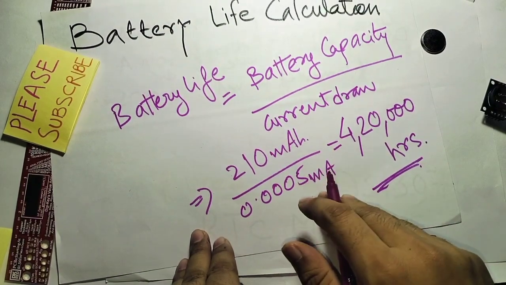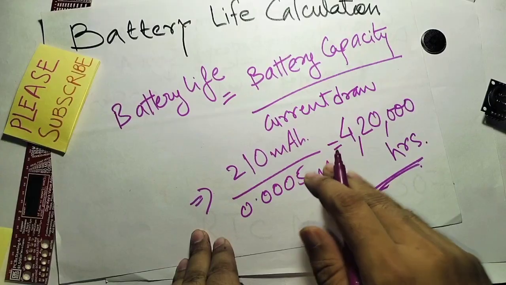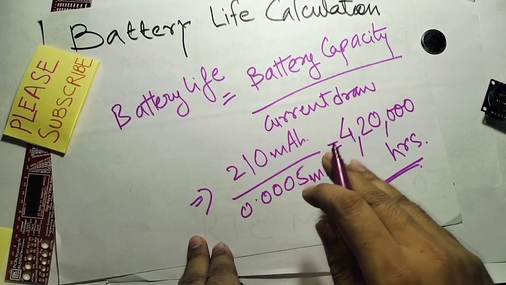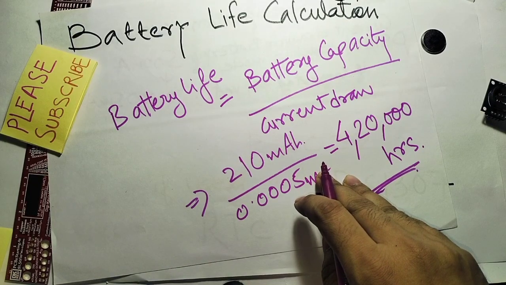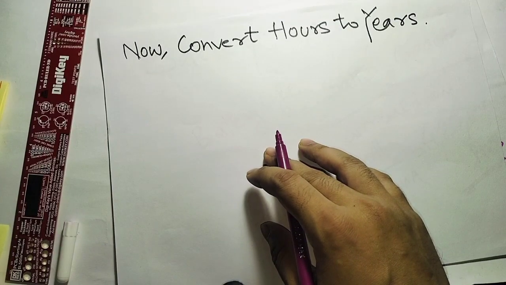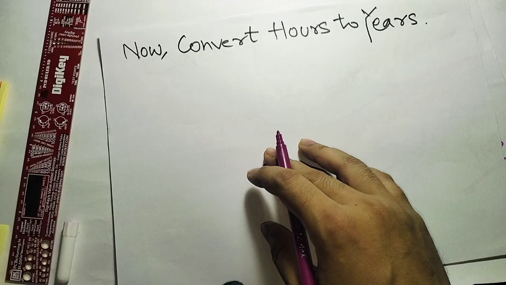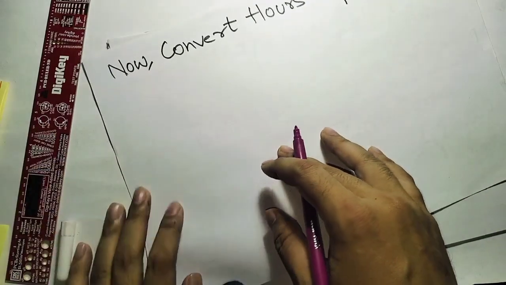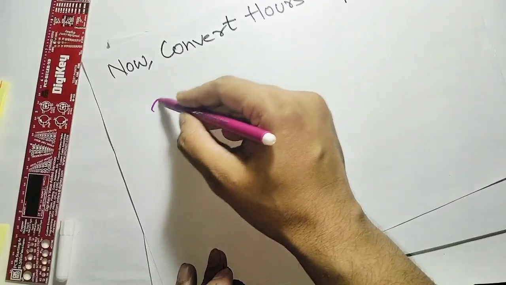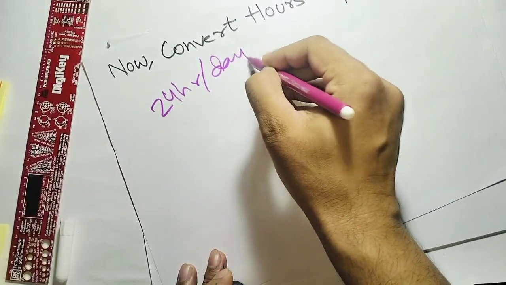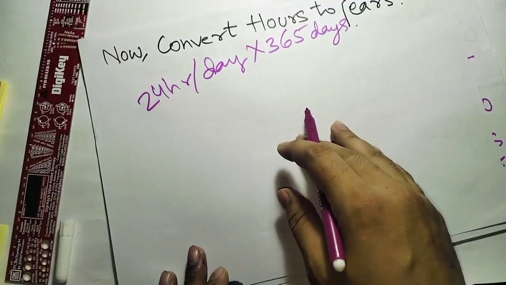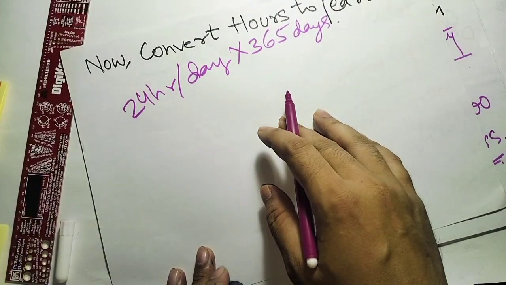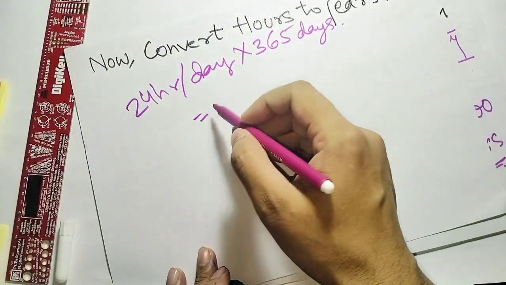Now we have to convert it to years. How many years will it work? There is also a formula to convert it. To convert hours into years, we have some values: we have 24 hours in a day and 365 days. I am not counting a leap year day here. I am just taking a common 365 days.